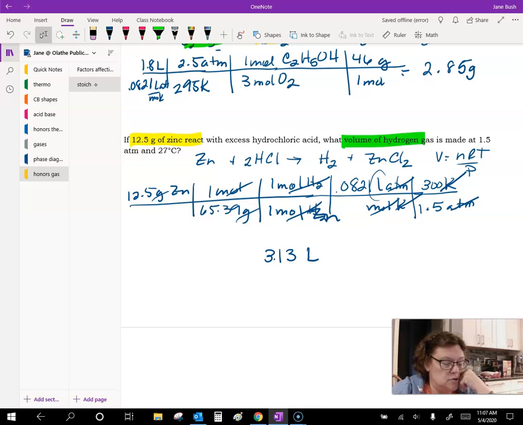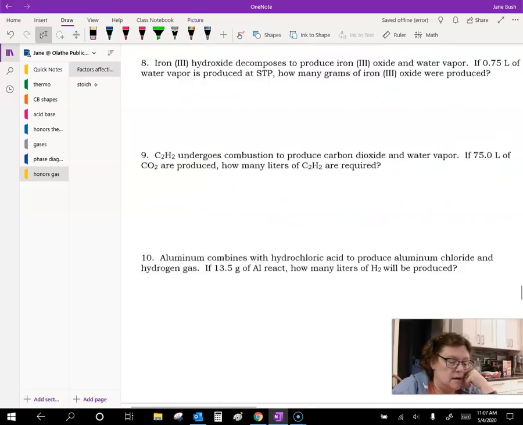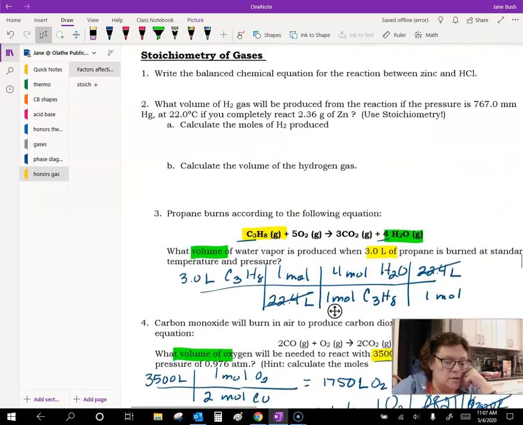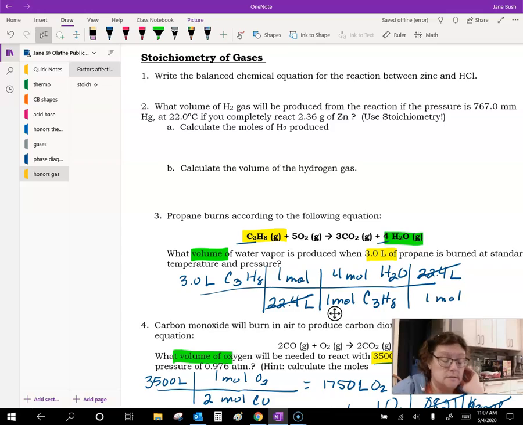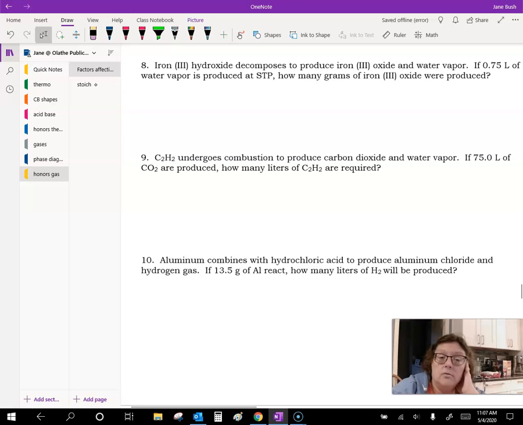Okay, so what I need you to do then to practice is go ahead and go to this page, stoichiometry of gases in the packet, and calculate through those 2 pages. And I will get an answer key with all this scanned and put in the computer here as soon as I can.